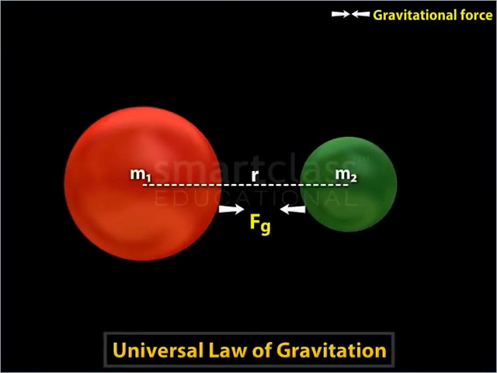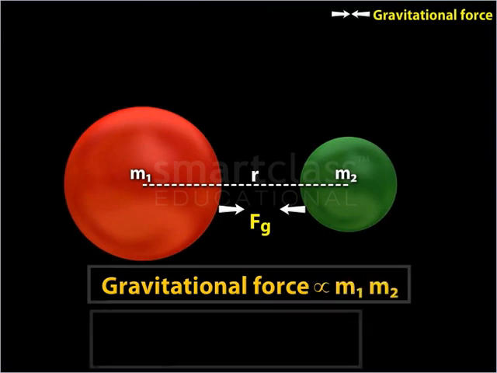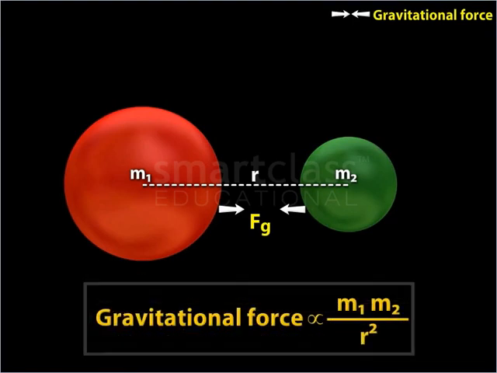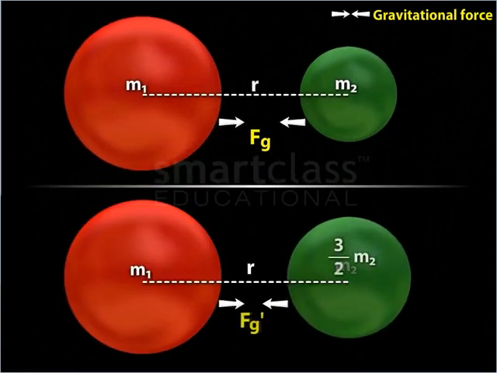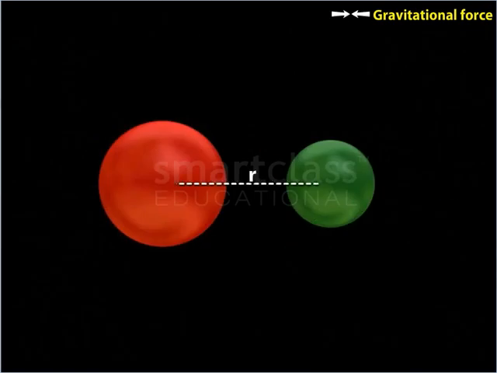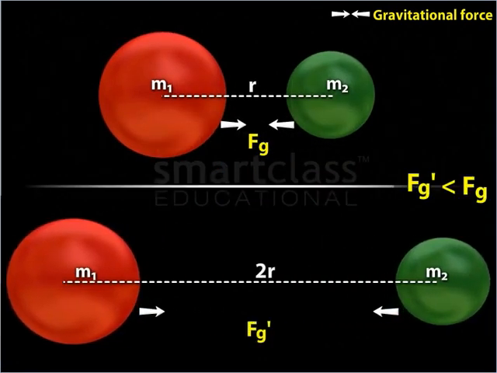Also, Newton gave the universal law of gravitation, which states that the gravitational force between two objects is directly proportional to the product of their masses and inversely proportional to the square of distance between them. That is, the gravitational force increases on increasing any of the masses, while it decreases on increasing the distance between the two objects.